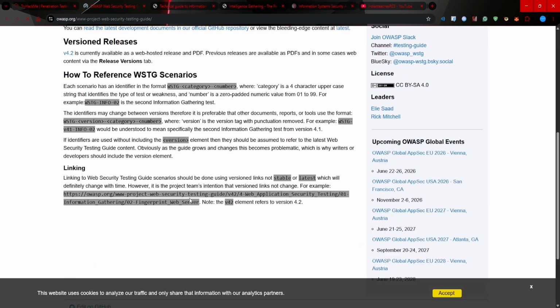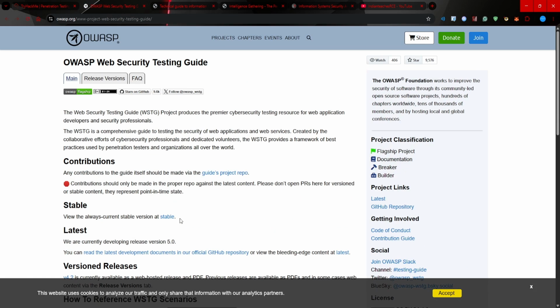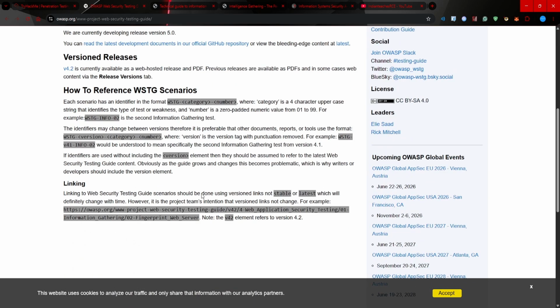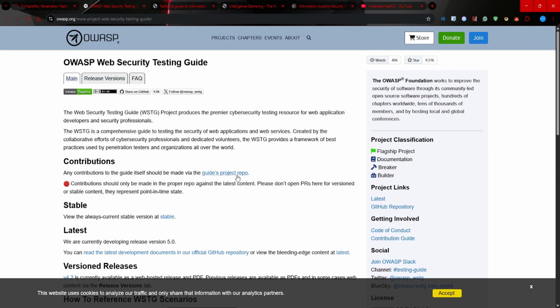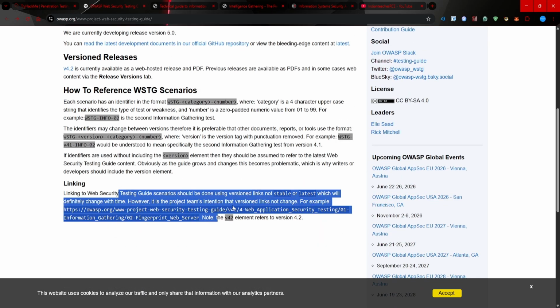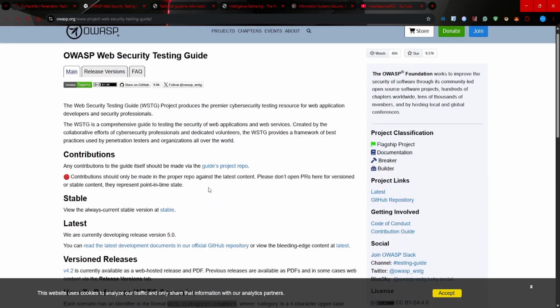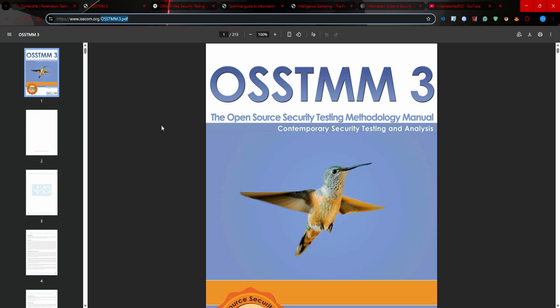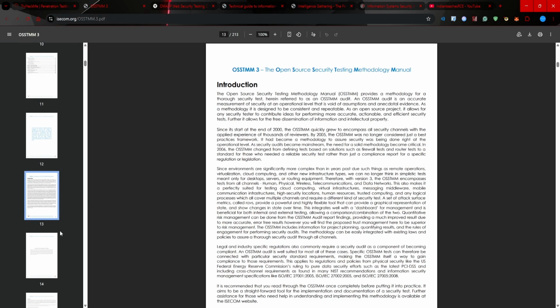OWASP should be smaller though, right? Yeah, I read it multiple times. Well, I have heard about this too many times, but I've never read it. But yeah, this looks okay, not bad. Linking, web application security, reference scenario. Yeah, sure. Okay. And we have the open source security testing methodology manual. It's the biggest name ever. It's loading, bro. This is okay. 213 pages only. Not bad.